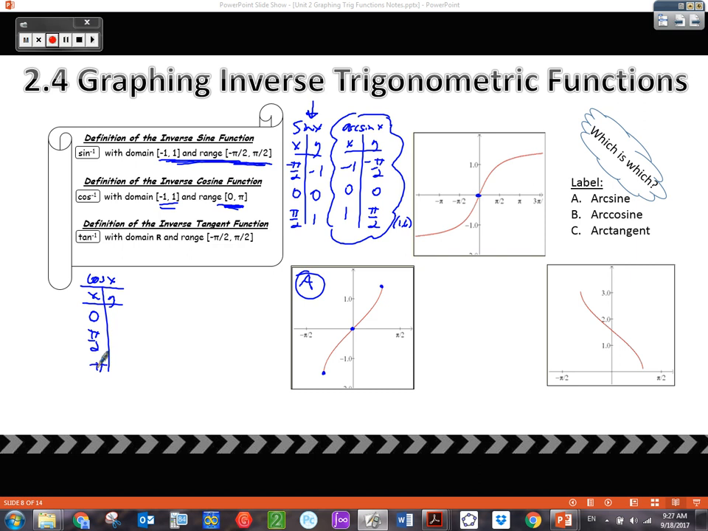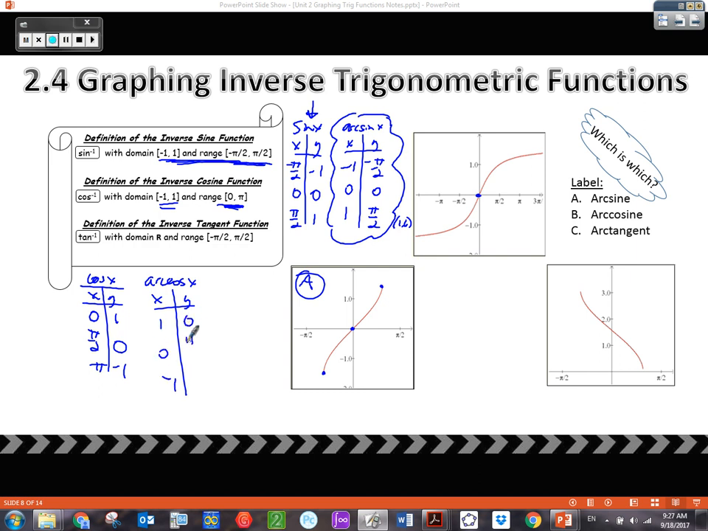We know cosine at 0 is 1. We know cosine at pi over 2 is 0. And we know cosine at pi is negative 1. Alright, those are the cosine values. Now let's do the arc cosine, where again it's an inverse. We're just switching the x and the y values.